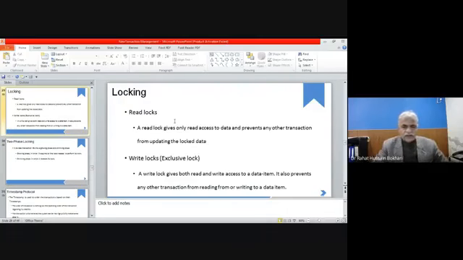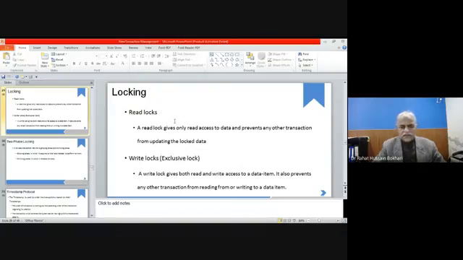So the locking is for the read locks and for the write locks. The read lock gives only read access to data and prevents any other transaction from updating the data. It is apparent from its name that a read lock gives only read access to the data, but not updating. And if you say this is a write lock, that is an exclusive lock, a write lock gives both read and write access to the data item. It also prevents another transaction from reading or writing to the data item.